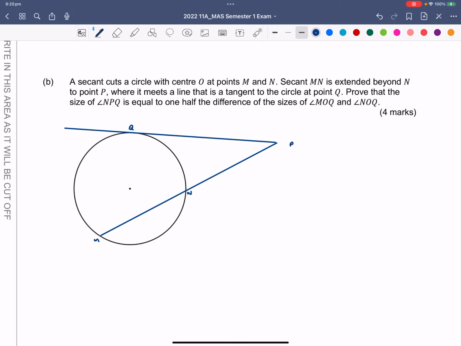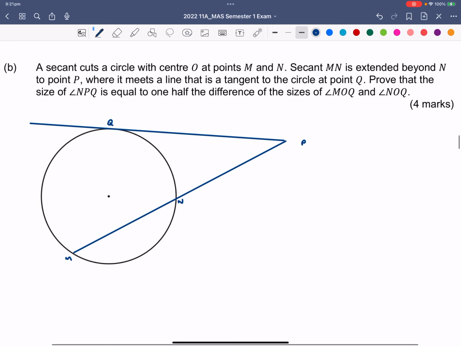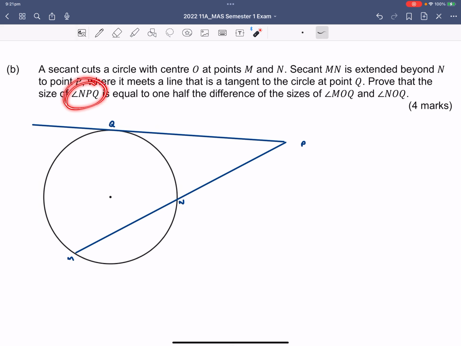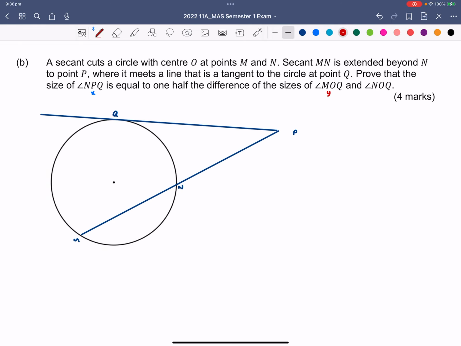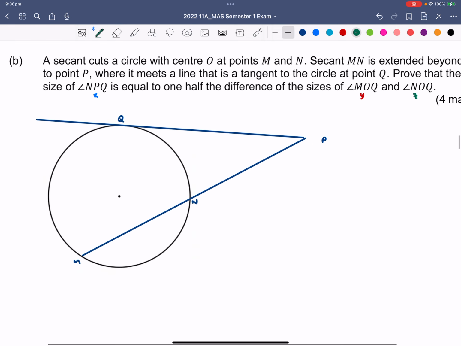Prove that the size of angle NPQ, okay, now this is a proof, and it's got this angle here, this angle here, this angle here. So what I'm going to do is I'm going to call this one X, I'm going to call this one Y, and this last one can be Z. All right. Now, I don't know what lines I'm going to have to construct, but let's have a look.